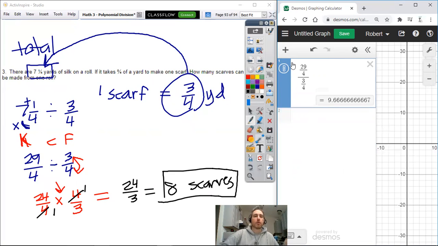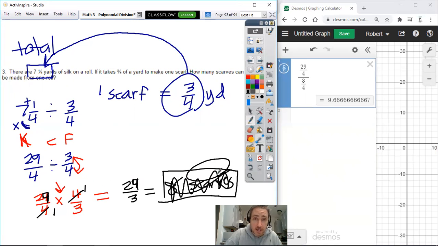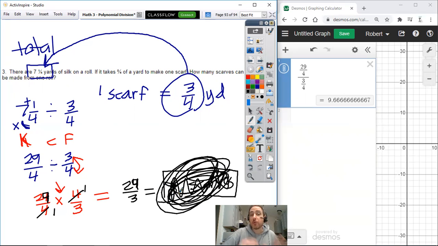I wrote 24, not 29. My bad. I was like, what is going on there? That's 29. So 29 definitely does not divide by 3. So we're going to leave that as 29 over 3, which is about 9 2/3 if you really want to know. Sorry about that. We'll leave that as 29 over 3.